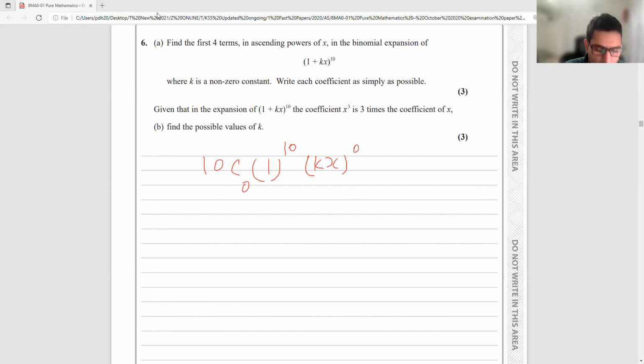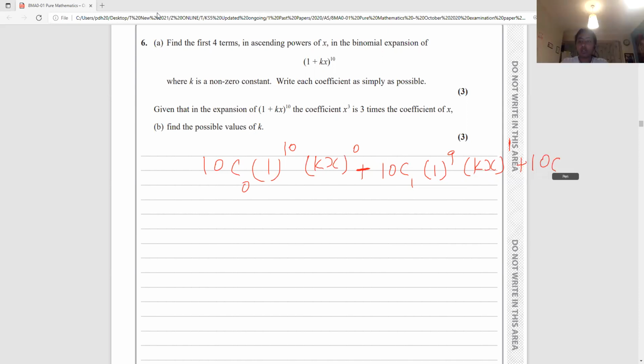So guys, whenever we do this way, so this is year 1, you use this way. So whatever power we got, 10c0, 1 to the power 10, kx to the power 0. Then we do 10c1, 1 to the power 9, kx to the power 1. And then when we do, Sheena, what is the next one going to be? 10c2, 1 to the power of 8, kx to the power of 2.